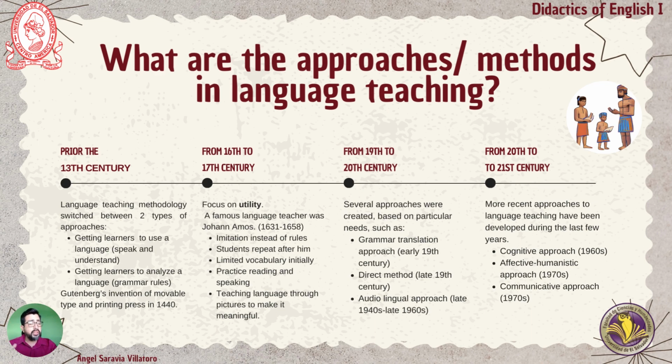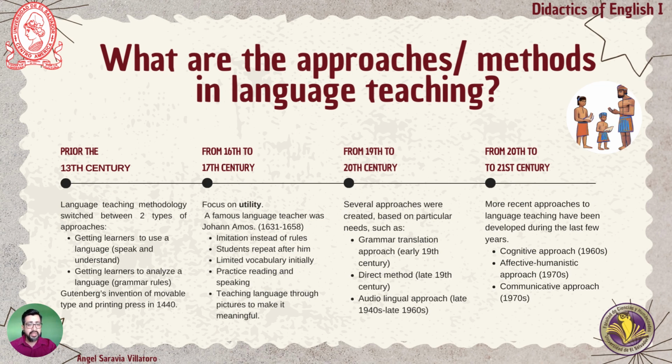But then an important invention appeared. It was designed by Gutenberg. He invented the printing press, and with that it was possible to mass produce books. It was in 1440. We need to move then to the next century.